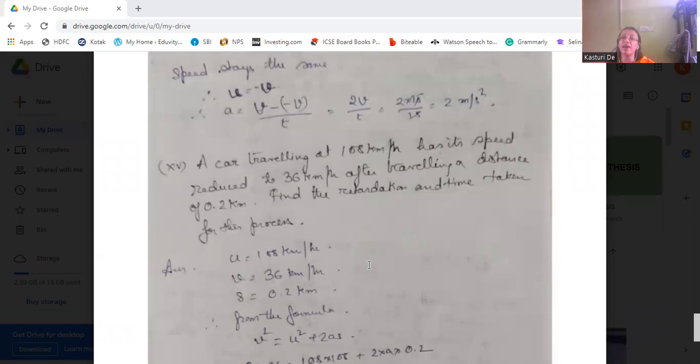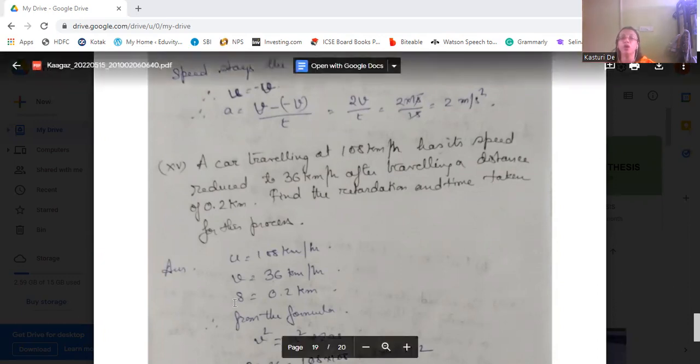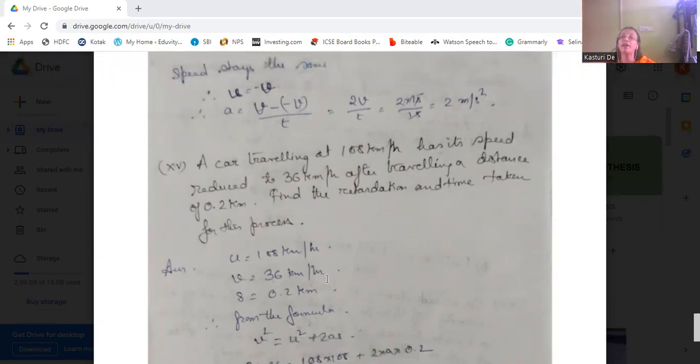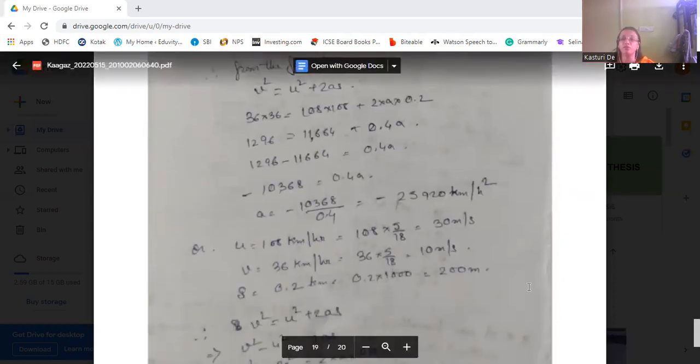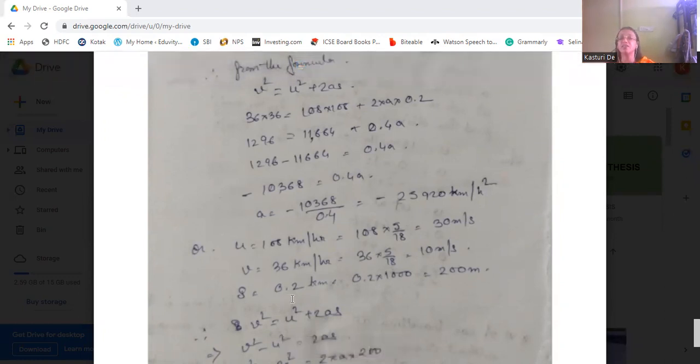Now, a car traveling at 108 kilometers per hour has its speed reduced to 36 kilometers per hour after traveling a distance of 0.2 kilometers. Now, find the retardation and time taken for this process. u is equal to 108 kilometers per hour and v is equal to 36 kilometers per hour, and s is 0.2 kilometers. So we need to change them into meters per second first. That will be easier. Otherwise, it will be a very big figure. So u becomes 30 meters per second, v becomes 10 meters per second, and s is 0.2 kilometers.